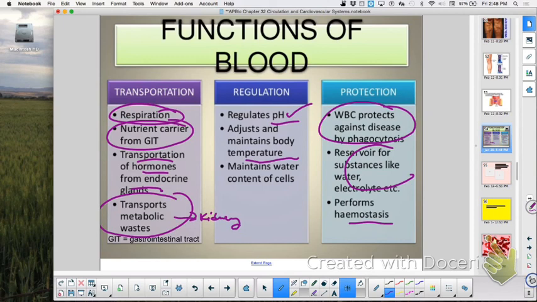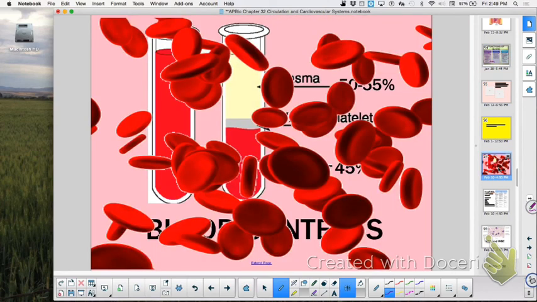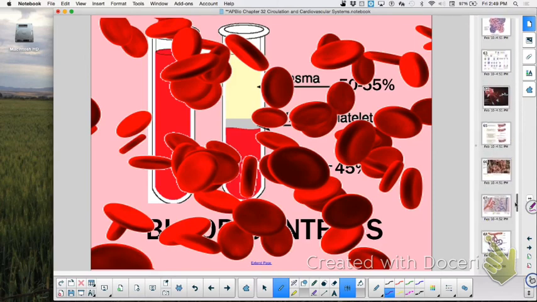Hemostasis. Stopping of a flow of blood. What does that mean? Blood clot. There you go. Now, I have a way for you to learn this last part about plasma.